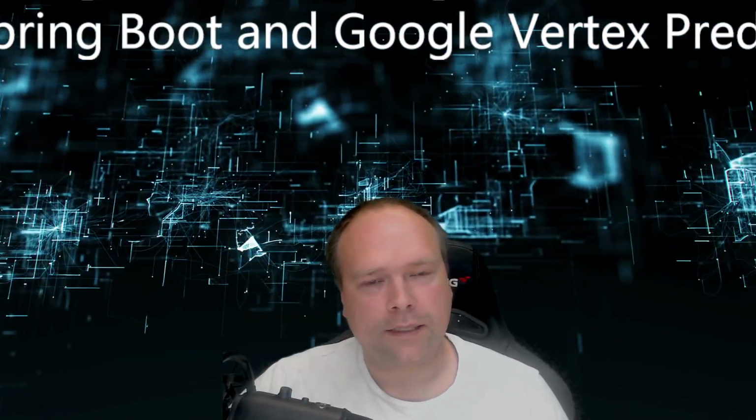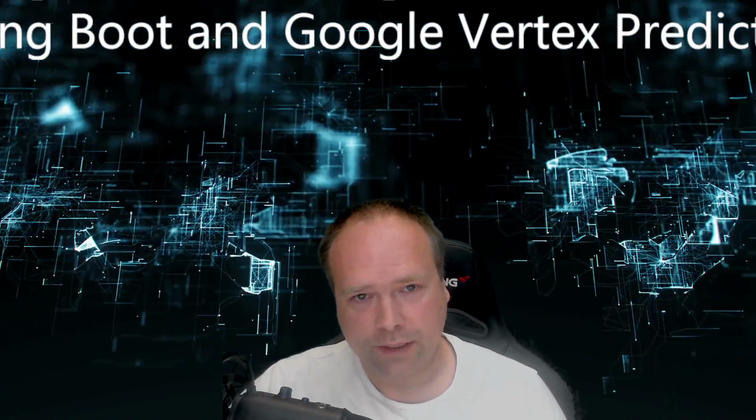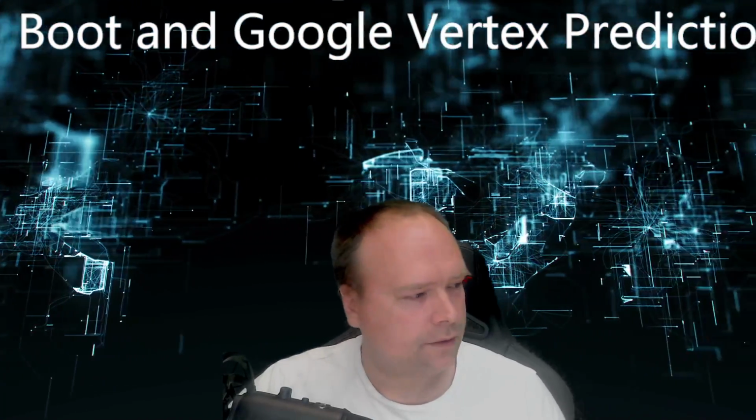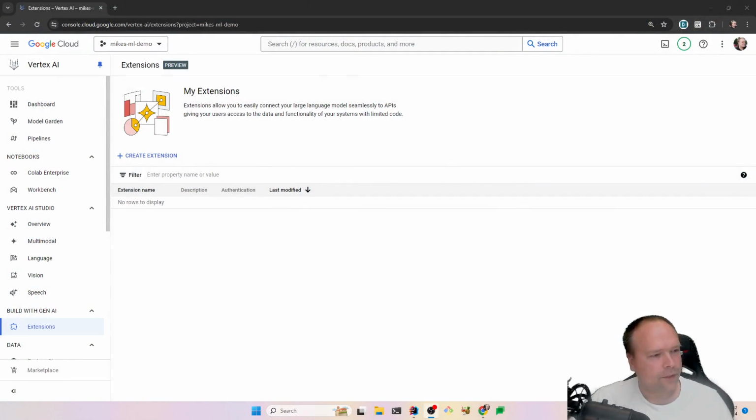Tonight we're going to look at Spring Boot and the Google Vertex endpoints. How do we create a connection from Spring Boot to the Google Vertex endpoint, and then get a result? We want to predict some images, but we want to use an image classifier, which I've shown you in other videos how to use. So go a couple of videos back if you want to see exactly how it's done.